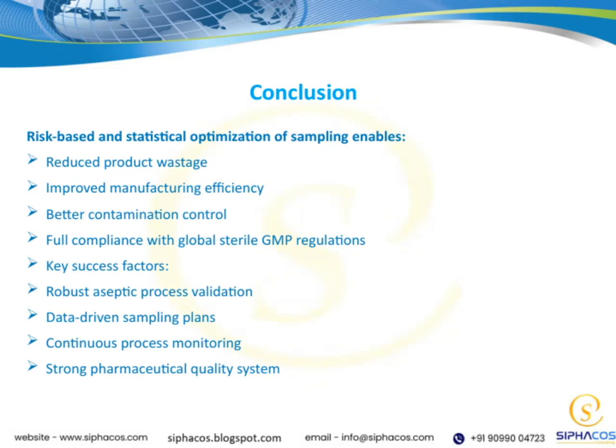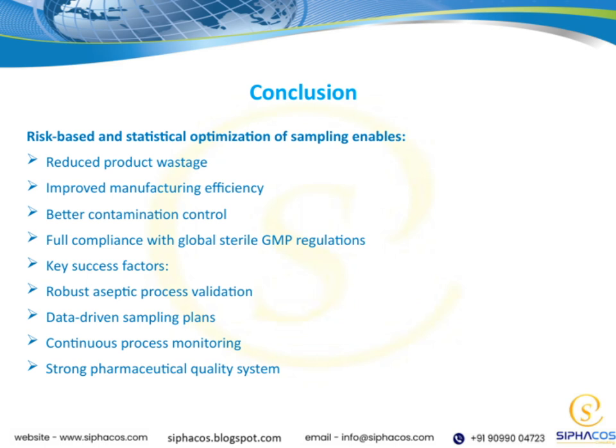In conclusion, adopting a risk-based and statistical approach to sampling truly unlocks several key benefits. It helps us reduce product wastage, meaning less material goes to waste, and we become more efficient overall. It also enhances manufacturing efficiency by focusing our efforts where they matter most. Better contamination control is another critical outcome, ensuring the safety and quality of our products. Most importantly, it enables us to stay fully compliant with global sterile GMP regulations, which is essential in our industry.